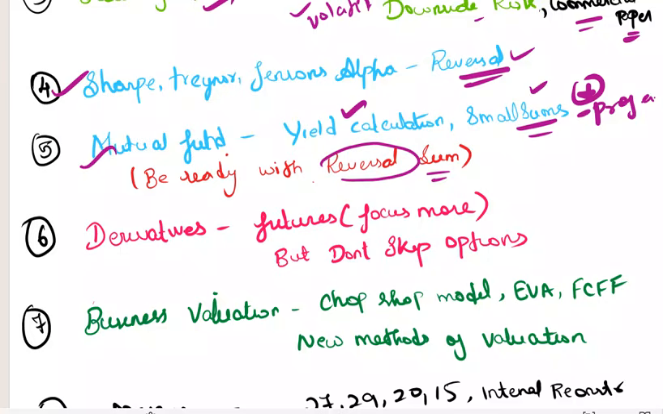Apart from that, yield calculation is a usual sum in mutual fund, which is very important. Apart from that, I have already discussed Sharpe, Treynor, Jensen's alpha concepts. Okay, done.